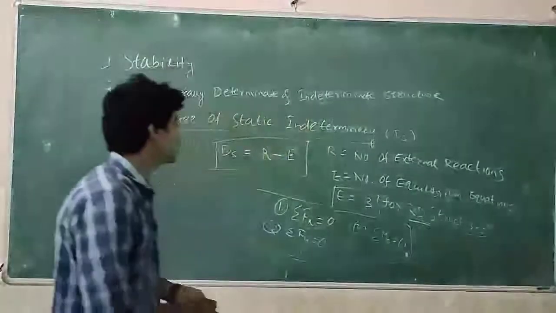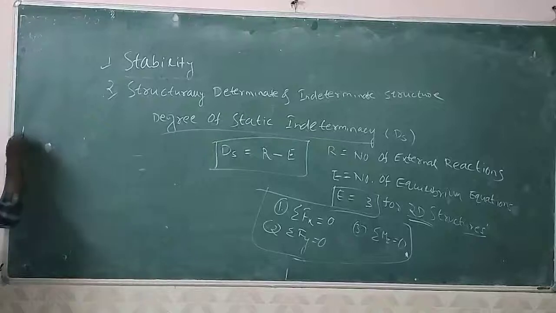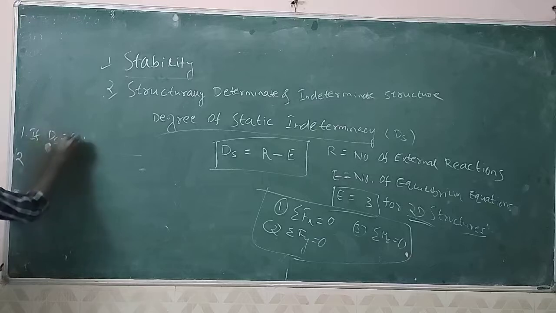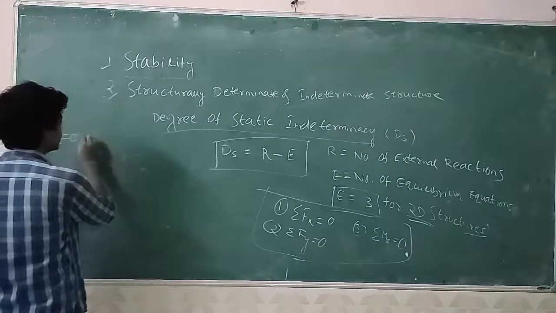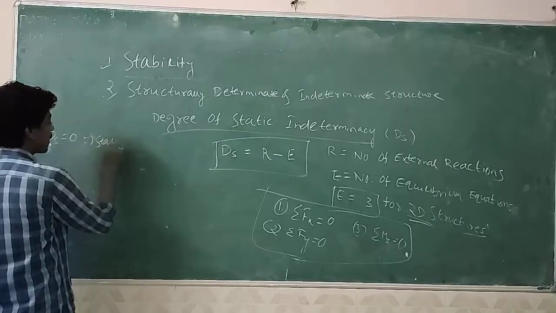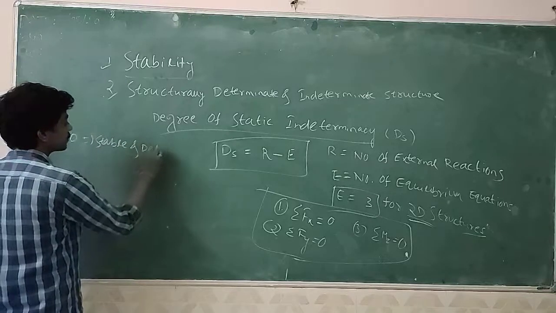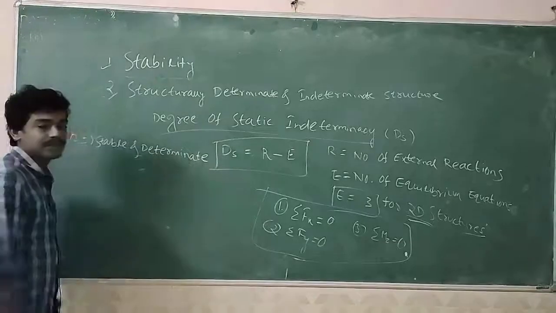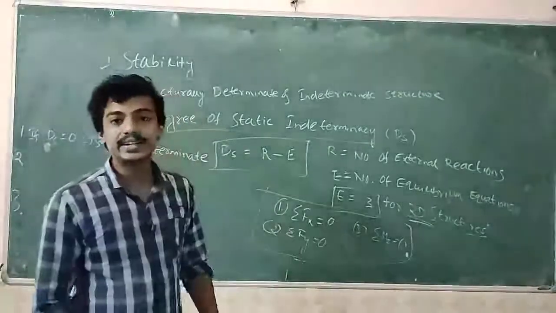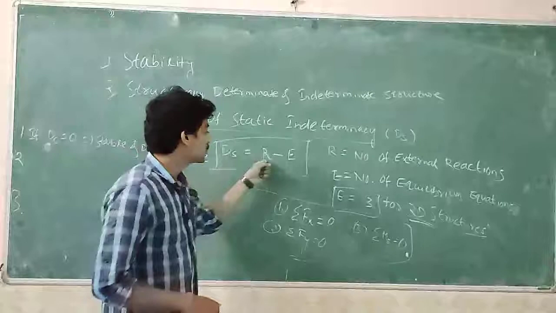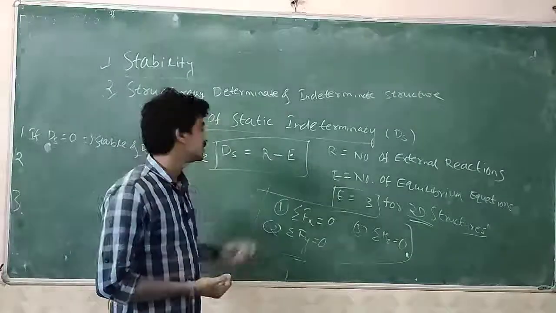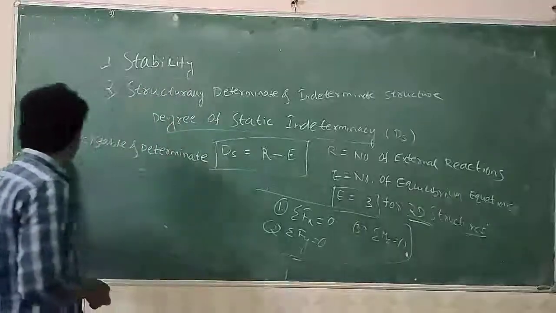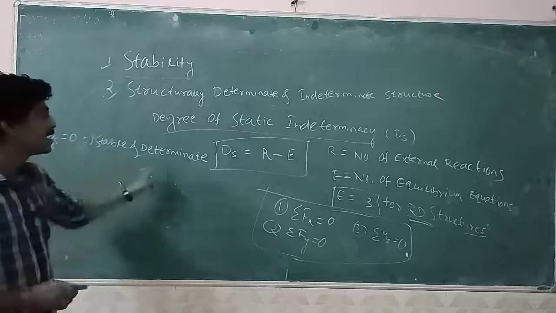So after finding out ds, there are three conditions. If ds equal to 0, then the structure is stable and determinate. If this degree of static indeterminacy is 0, means R is equal to E. That means ds equal to 0 when R equal to E. So in that case, that structure will be stable and determinate.